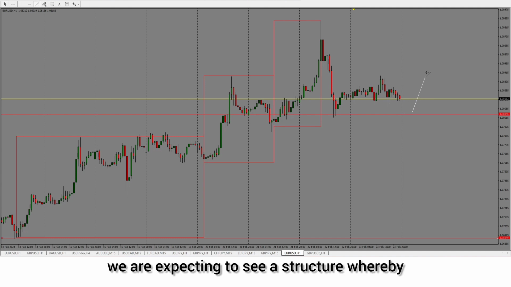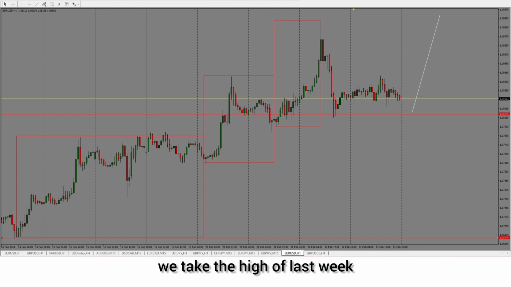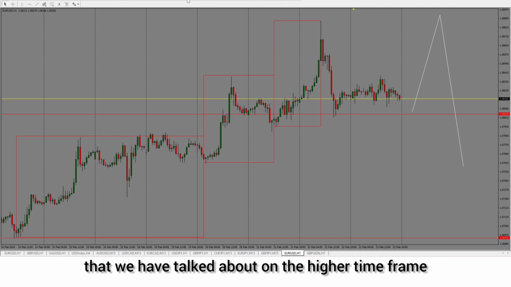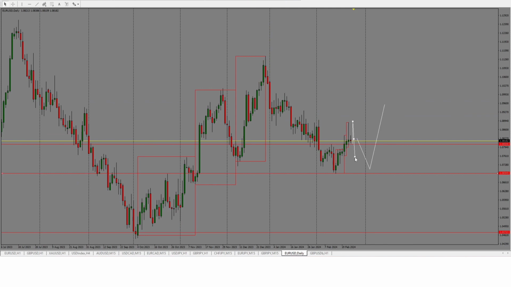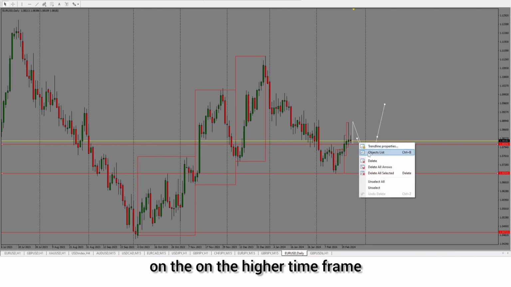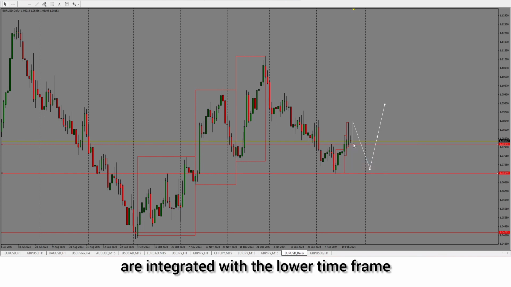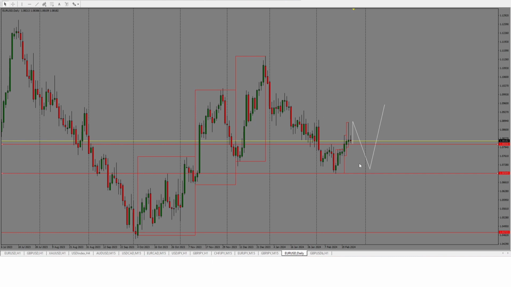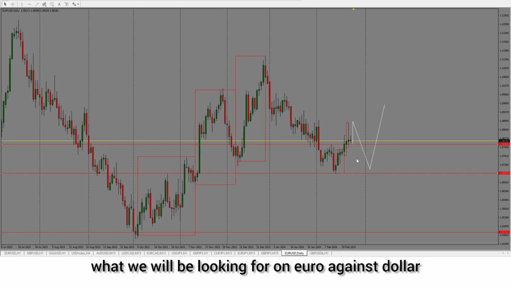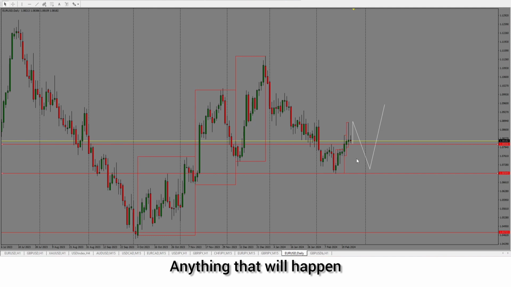and then from there we are expecting to see a structure whereby we take the high of last week, creating an M pattern or a double top, so that we can satisfy the bias that we have talked about on the higher time frame. So basically, this is what we want to see on the higher time frame integrated with the lower time frame. This is what we will be looking for on euro against dollar. Anything that will happen, we will need to adapt, and we will need to change our view as they present it to us.